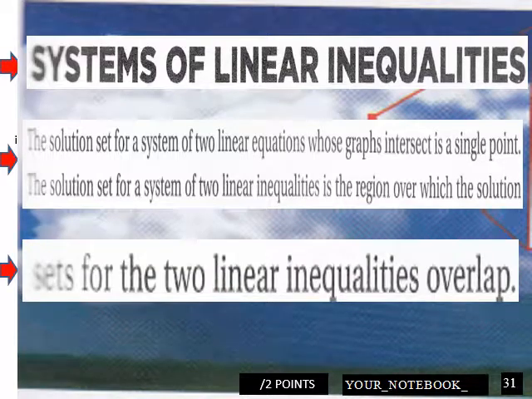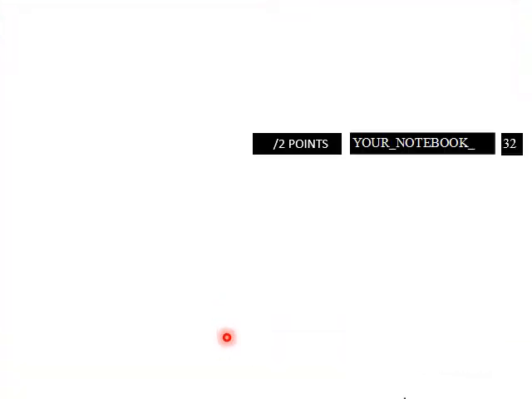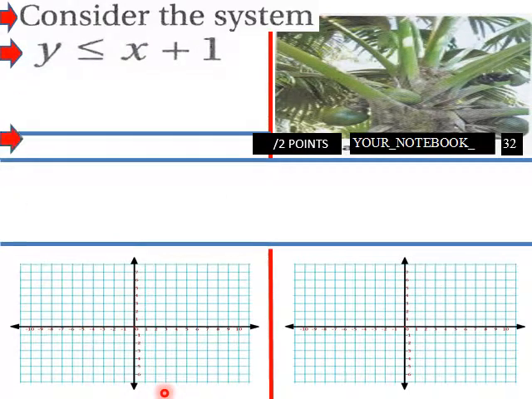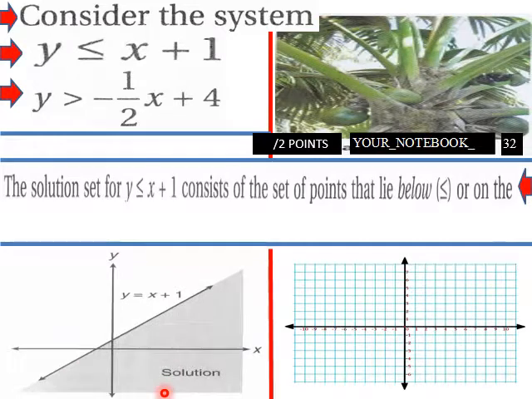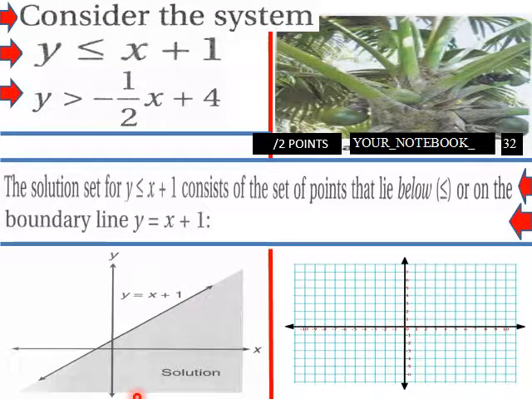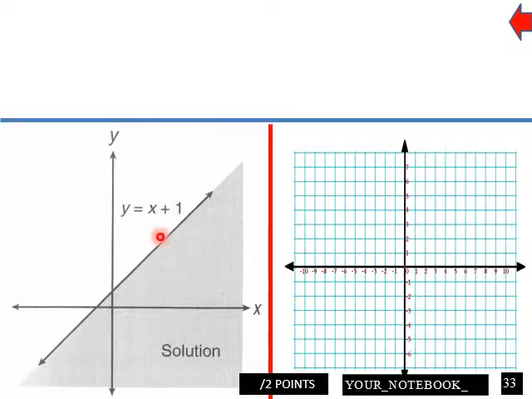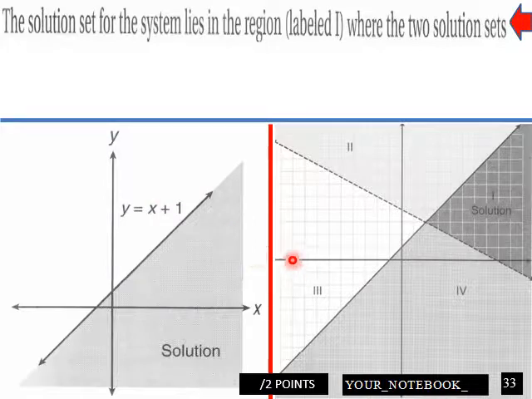Systems of linear inequalities. So now we're going to get into linear inequalities. Consider the system of these two inequalities. The solution set here is the solution set for this inequality here. The boundary y equals x plus 1 is a solid boundary. So there is that solution, and then the other solution is here, this dotted line here.